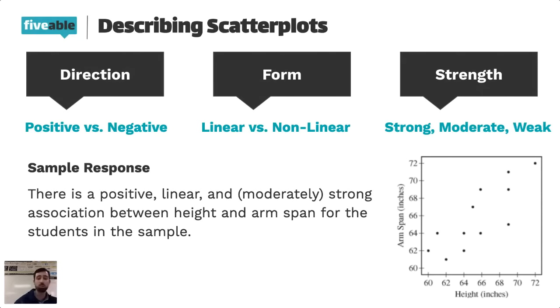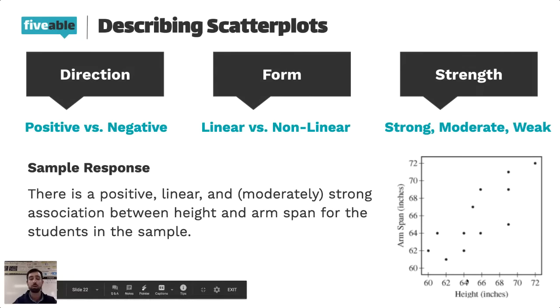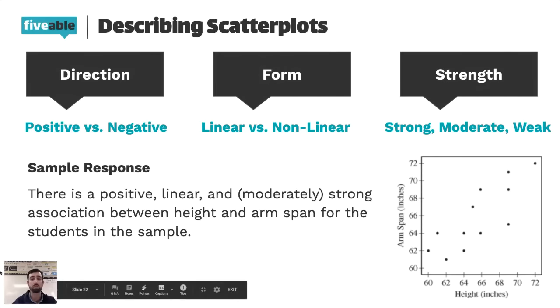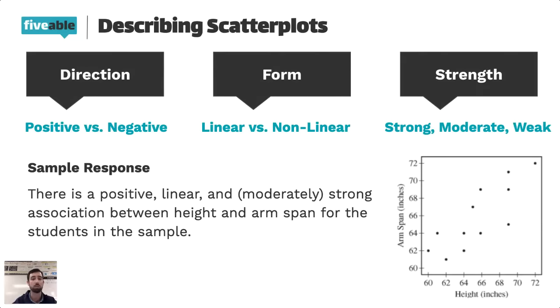And then just like univariate data, we do want to talk about the context, right? So what are we talking about here? At the end, it says strong association between height and arm span for the students in this sample. So we also want to provide context when talking about this.